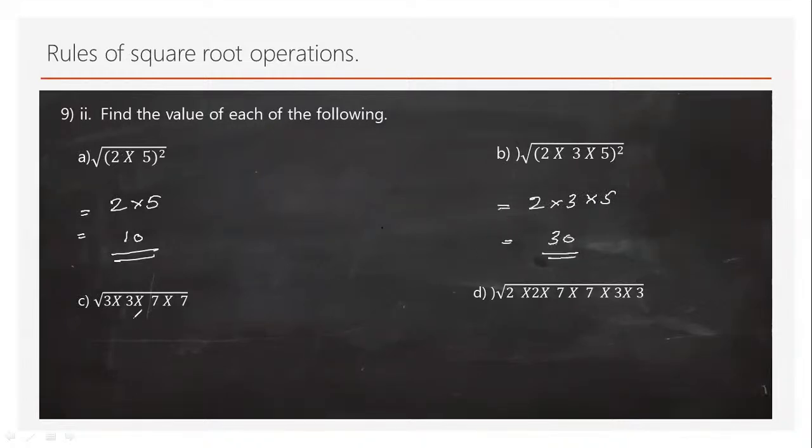Now look at this. 3 times 3 into 7 into 7. Then take 1 three for this. The square root of 3 is 3. The square root of 7 is 7. 3 times 7, the answer is 21 here. Here, take 1 two from this. Take 1 seven from this. Take 1 three from this. 2 times 7, 14, times 3, 42.